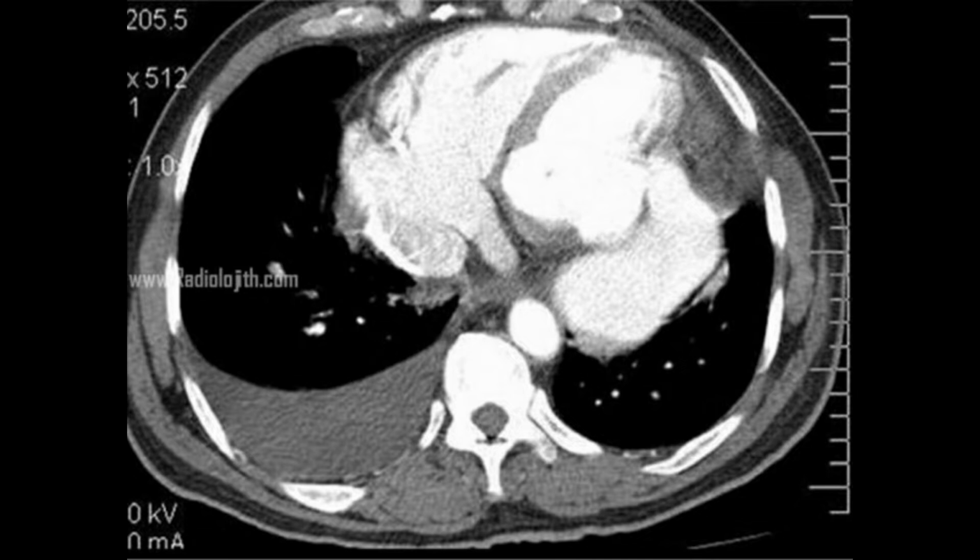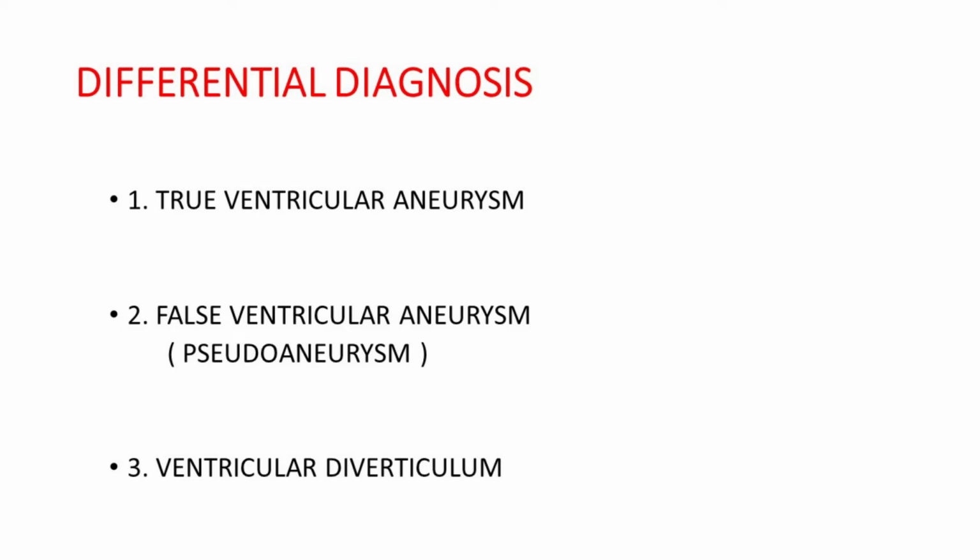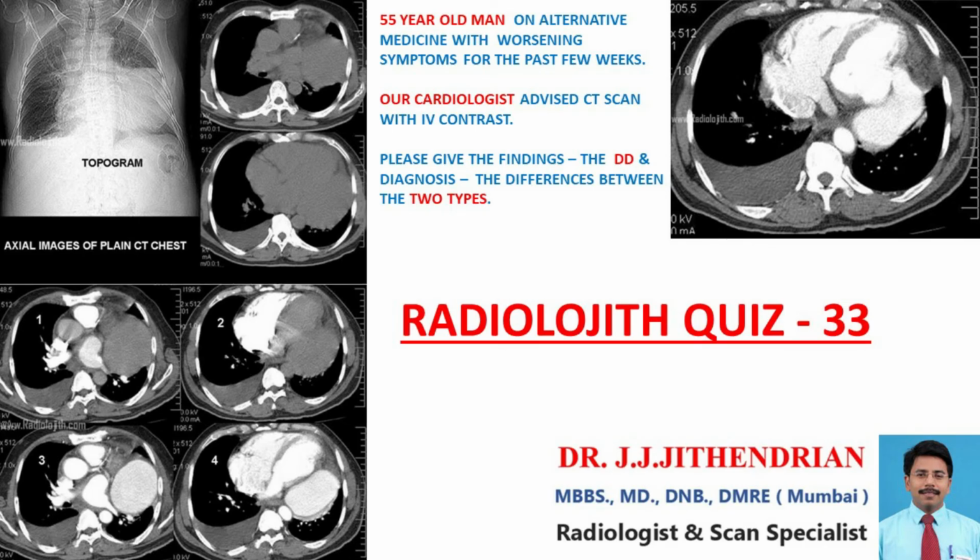Now we will go for the differential diagnosis. The first one is true ventricular aneurysm. The second one is false ventricular aneurysm, which is otherwise called pseudoaneurysm. The third one is ventricular diverticulum. This ventricular diverticulum usually is detected in fetuses and is very commonly seen in newborns or in infants up to early childhood. Diverticulum is very rare to have presentation in adulthood.